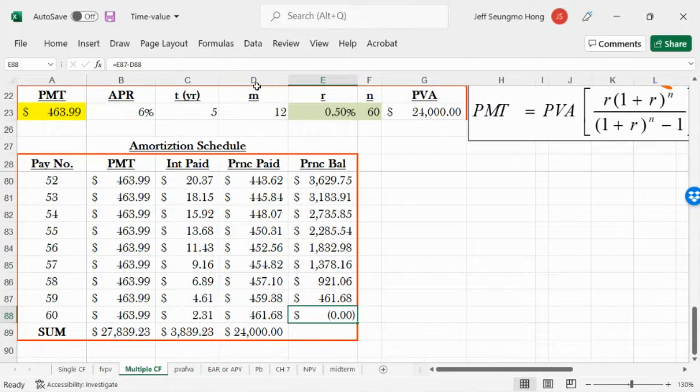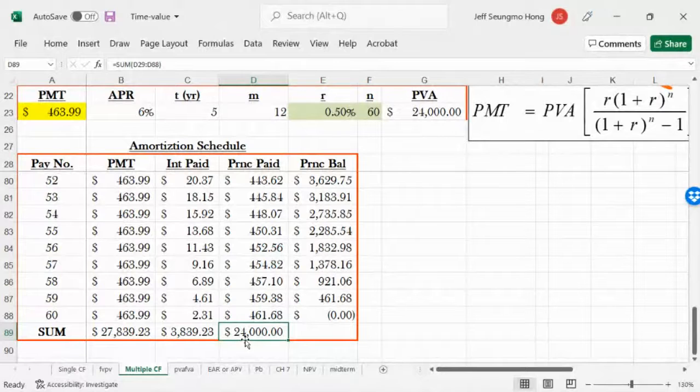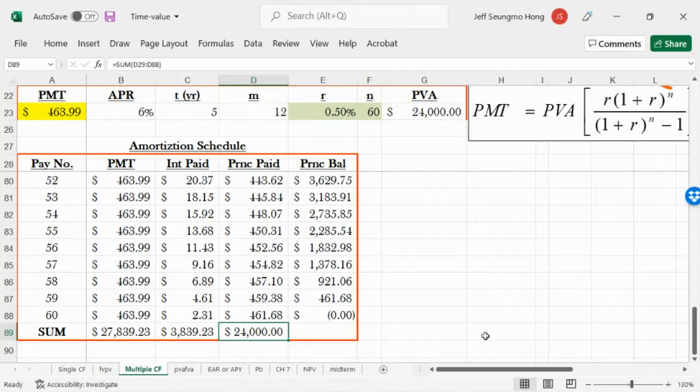And then column D is the column of principal paid. So think about it. Sum of all of the principal paid must add up to 24K. Isn't it right? And column C is the column of interest paid. And then think about it. If you add principal paid to interest paid, it should equal the sum of all the payments. And this is the sum of all the payments, right? And it is exactly equal to the sum of interest paid and the sum of principal paid. Okay? So that way, we know our amortization schedule is correct and, you know, immaculate.